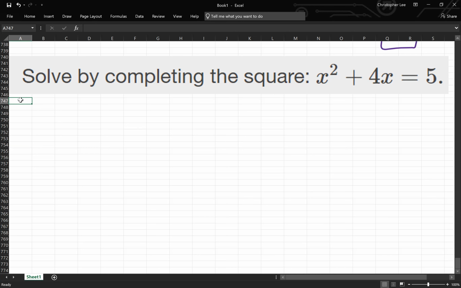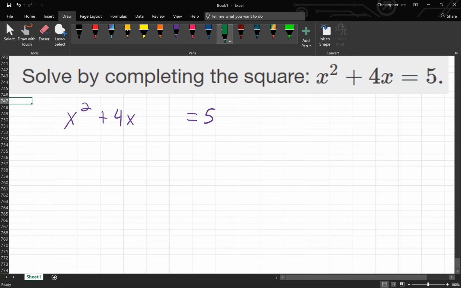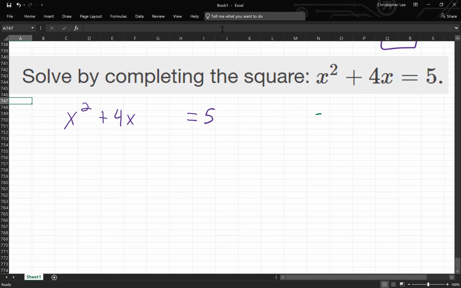All right, let's take a look at this. I have x squared plus 4x is equal to 5, but I want to complete the square. So we're going to start off with our formula: negative b over 2a, and I'm going to square that.